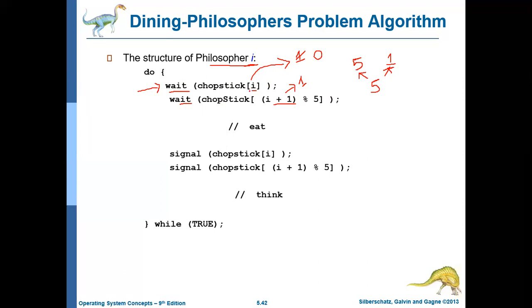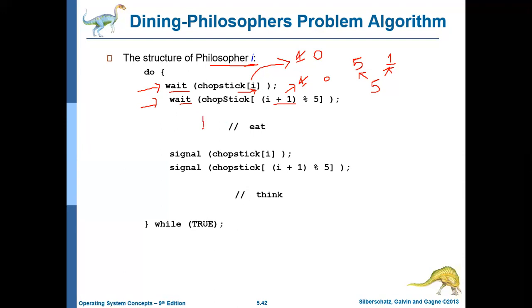Holding the ith chopstick in his hand, this philosopher is waiting for the I plus 1 chopstick. If it is in somebody else's hand, then it will be 1 and he will be waiting. If that other person releases it, then it will become 0. Now the philosopher got both the chopsticks, the ith chopstick and also the I plus 1 chopstick. Now he enters the critical section. Critical section is what? Eating. He takes rice from the bowl and he starts eating.